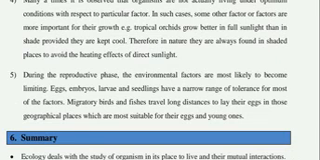During the reproductive phase, the environmental factors are most likely to become limiting. Eggs, embryos, larvae, and seedlings have a narrow range of tolerance for most of the factors. Migratory birds and fishes travel long distances to lay their eggs in those geographical places which are more suitable for their eggs and young ones.